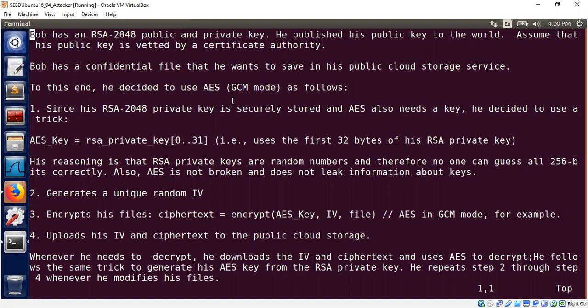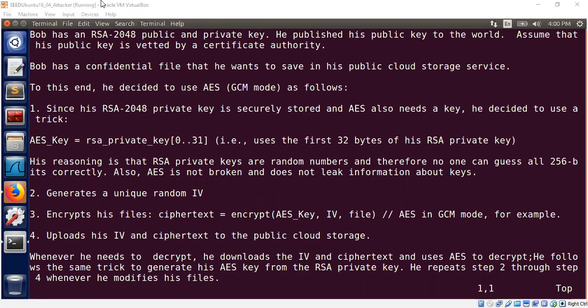Hi, today I'm going to talk about a very interesting problem related to RSA and AES. Let's get straight into the problem now. Bob has an RSA 2048 public and private key. We all know that that's good.